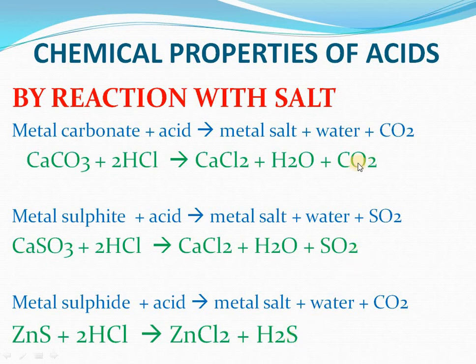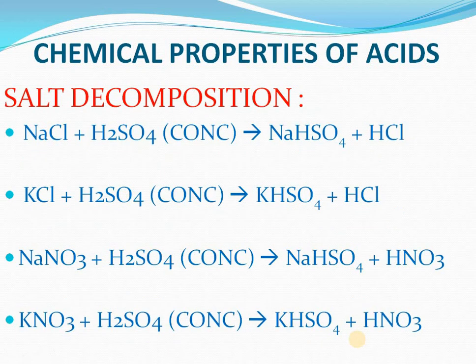Now you should know that carbon dioxide is colorless, odorless, with effervescence, and sulfur dioxide is colorless, suffocating, and turns potassium dichromate solution from orange to green, or the purple color of potassium permanganate to colorless. Similarly, H2S has a rotten egg smell, is colorless, and turns moist lead acetate paper black.